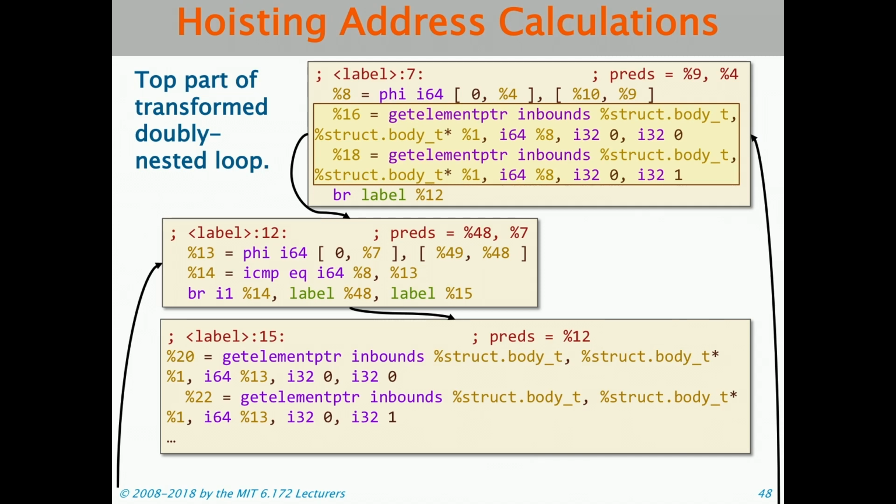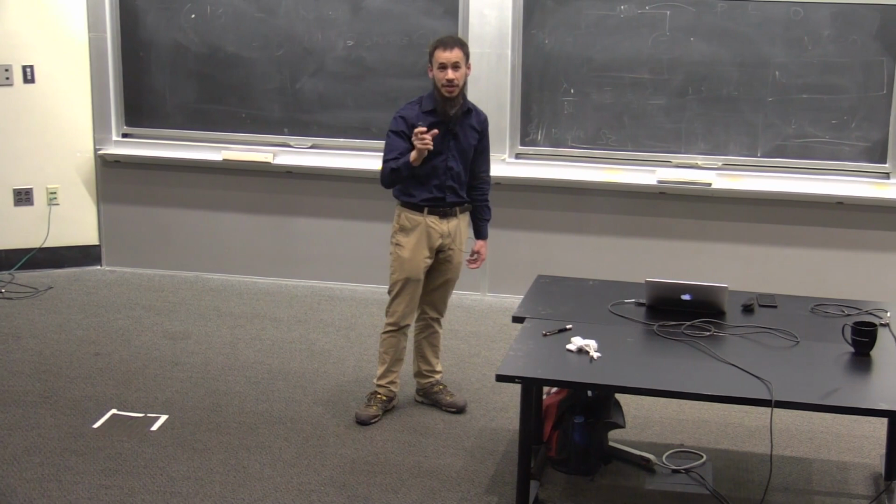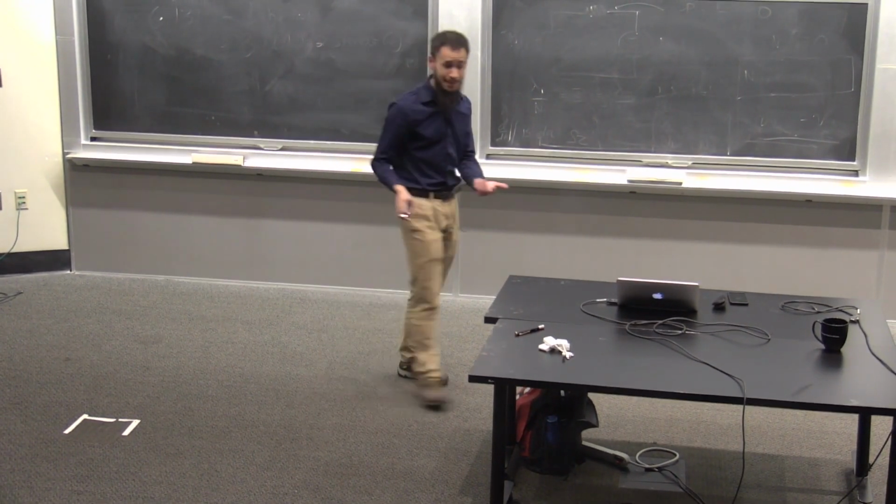What we have is the same outer loop control at the very top, but now we're doing some address calculations there, and we no longer have those address calculations on the inside. And as a result, those hoisted calculations are performed just once per iteration of the outer loop, rather than once per iteration of the inner loop. And so those instructions are run far fewer times. You get to save a lot of running time.